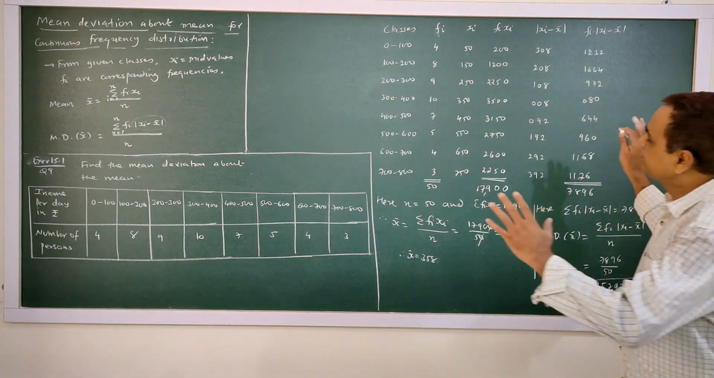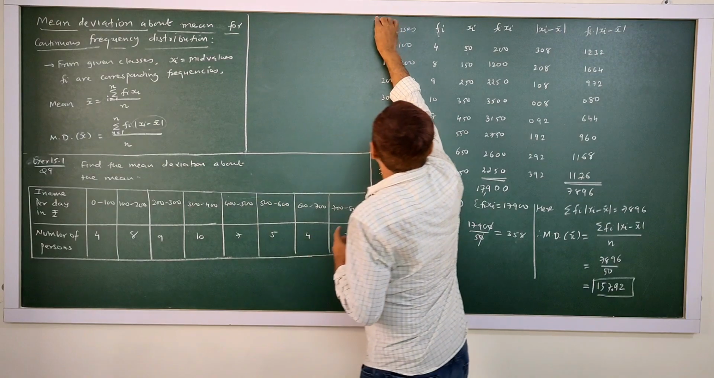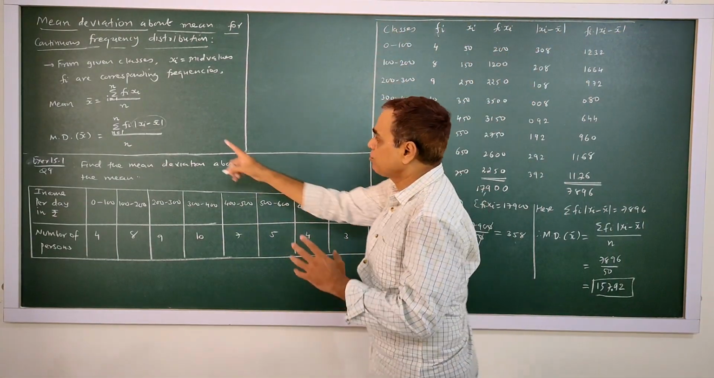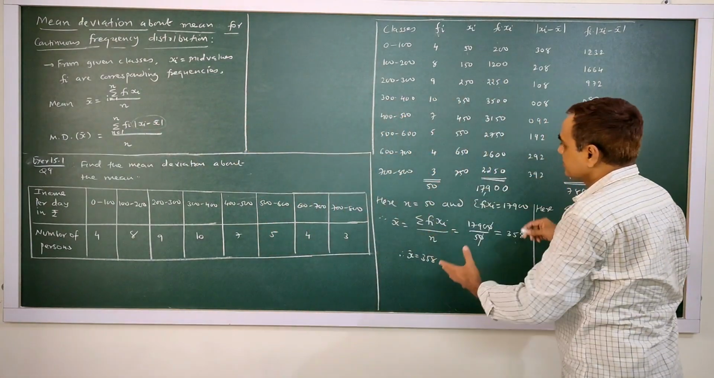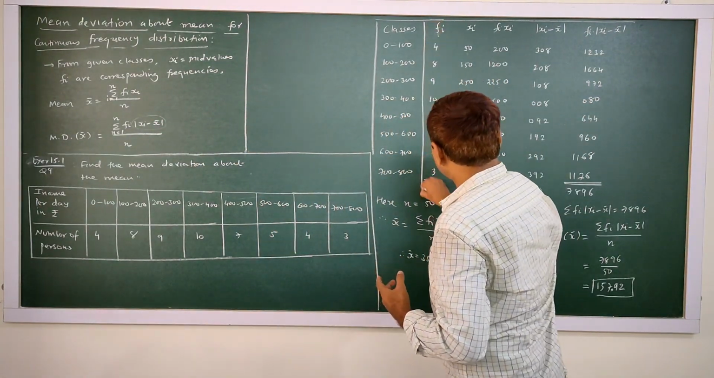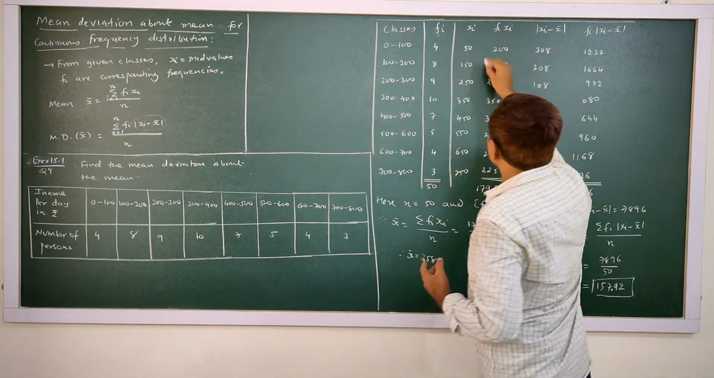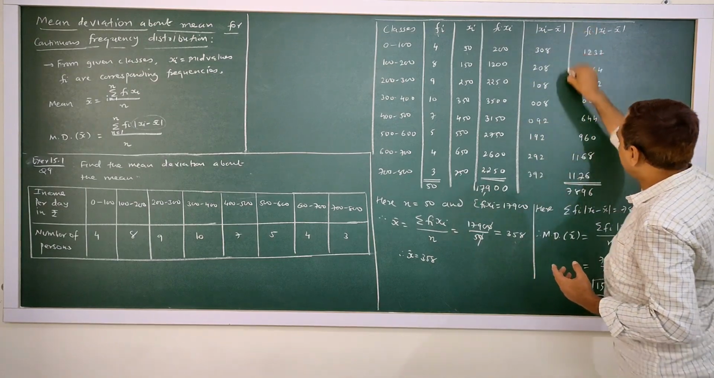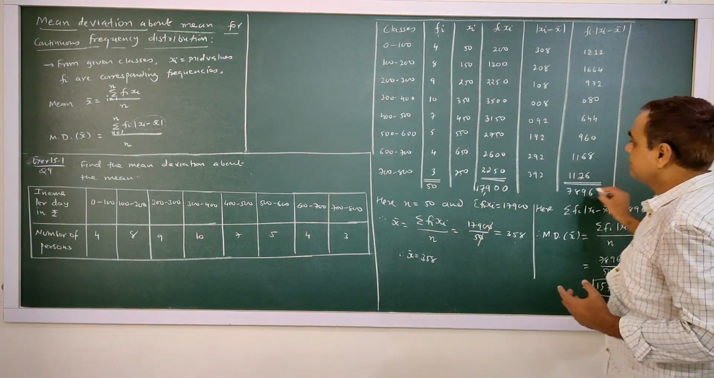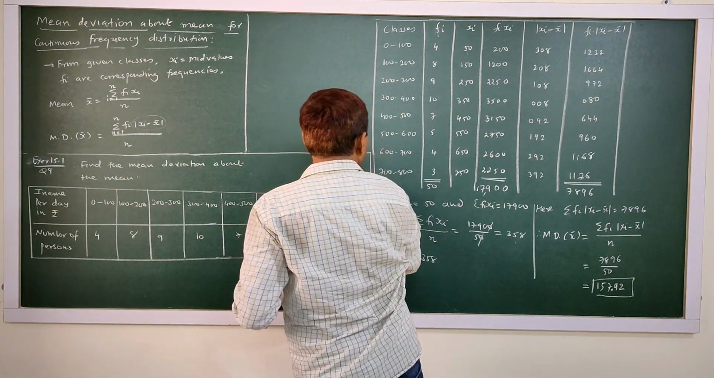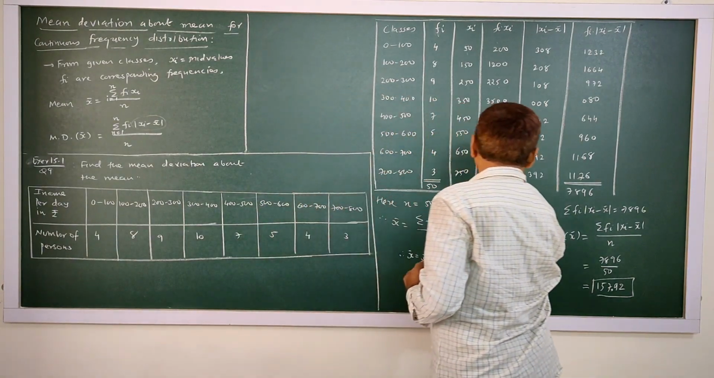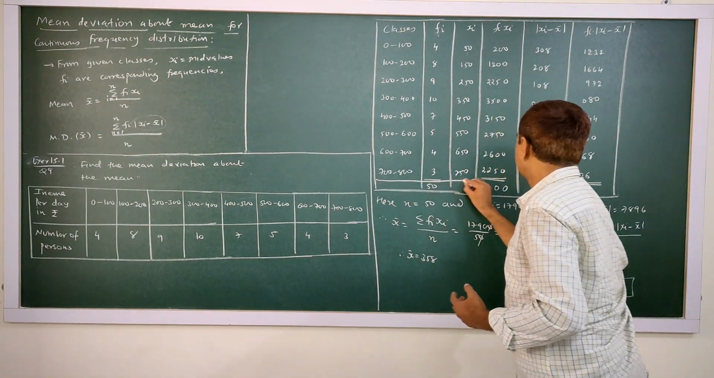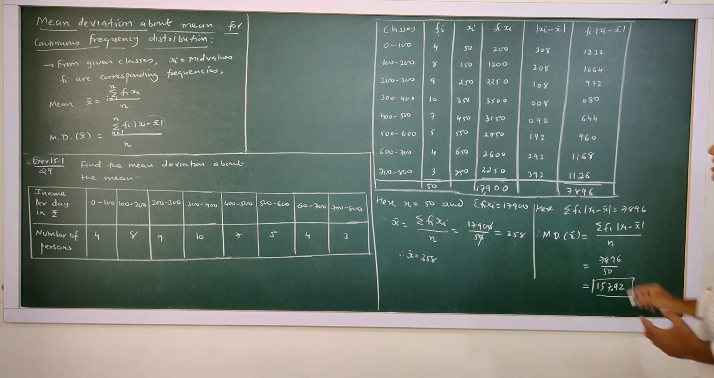And here, after preparing these values in a table, according to the formula we prepare the columns. So prepare the columns by this method, get values from this table and substitute them in this formula. By this method we can calculate the required mean deviation from mean. So this is the method for continuous frequency distribution.